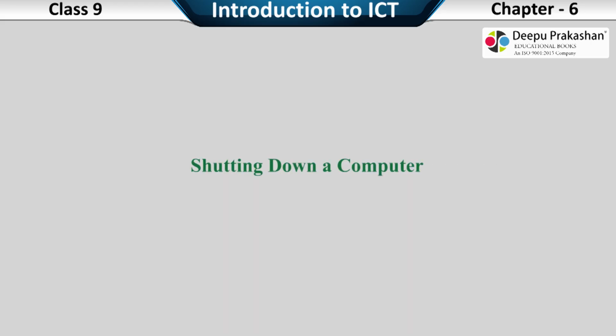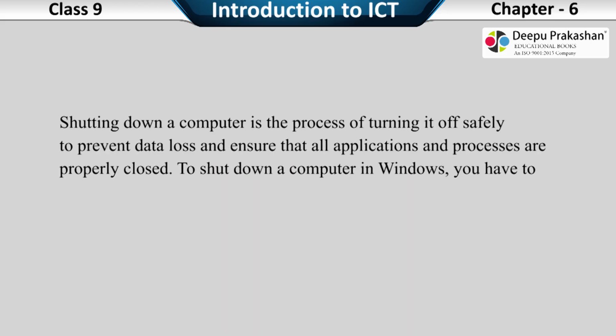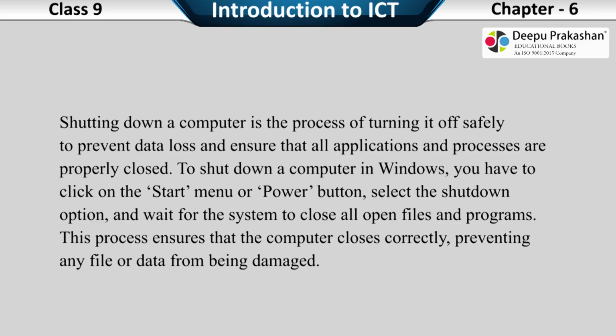Shutting down a computer. Shutting down a computer is the process of turning it off safely to prevent data loss and ensure that all applications and processes are properly closed. To shut down a computer in Windows, you have to click on the Start menu or Power button, select the shutdown option, and wait for the system to close all open files and programs. This process ensures that the computer closes correctly, preventing any file or data from being damaged.